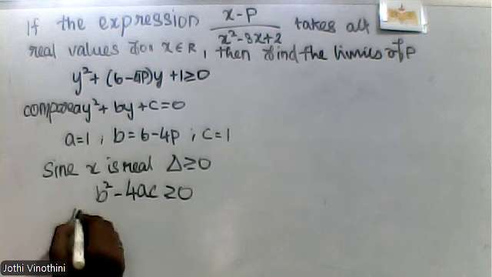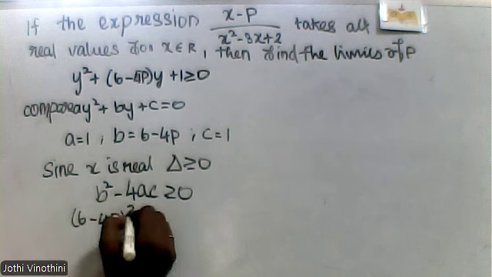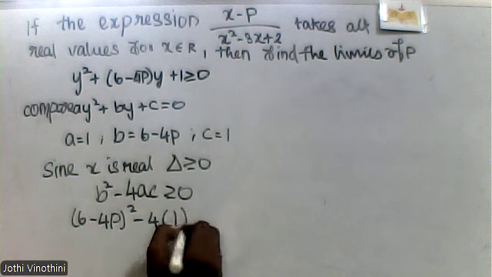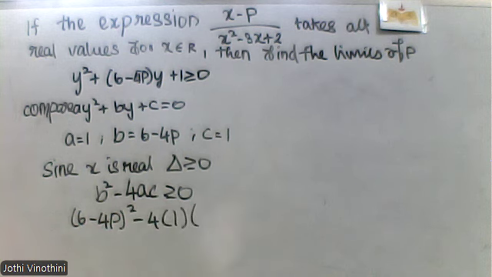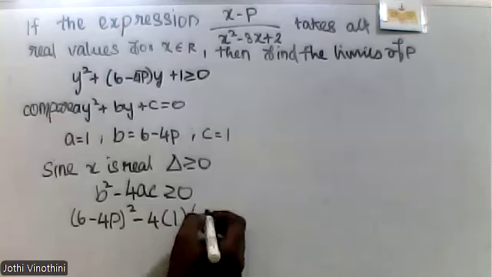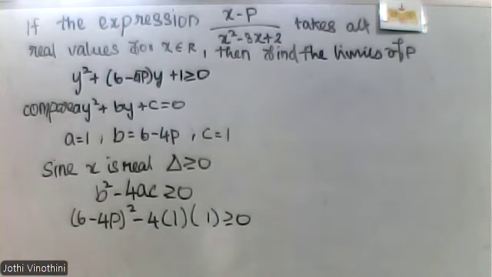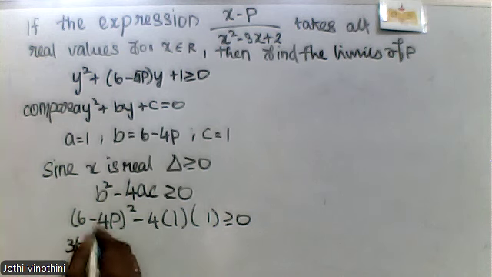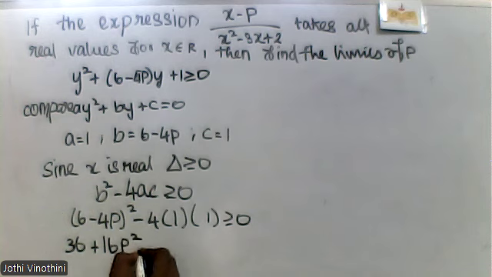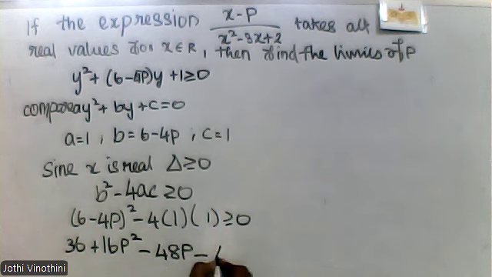So we know the value of b, which is 6 minus 4p whole square, minus 4 multiplied by a, which is 1, and c is also 1, must be greater than or equal to 0. So it is in the format of a minus b the whole square, which gives 36 plus 16p square minus 48p minus 4 must be greater than or equal to 0. Okay? I will give you a minute so that you can copy this and we will move to the final step.